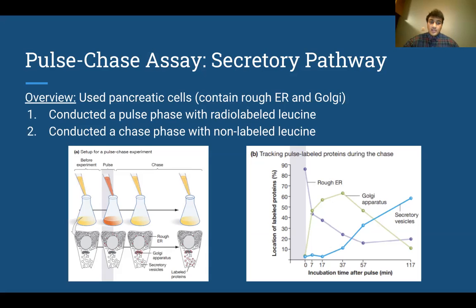The researchers then analyzed the cells at various points in time using autoradiography and electron microscopy. The radiolabeled proteins could be visually observed at these times. Their results have been summarized into Figure B. This allows us to see where the majority of the proteins are X amount of time after the pulse period. As a result, the researchers were able to conclude that the proteins must go from the ER to the Golgi to the secretory vesicles.